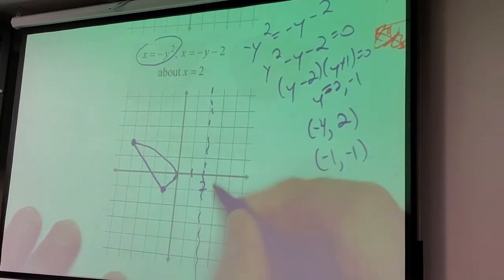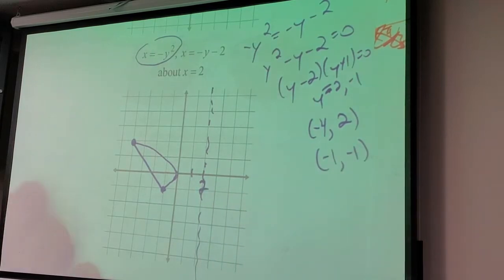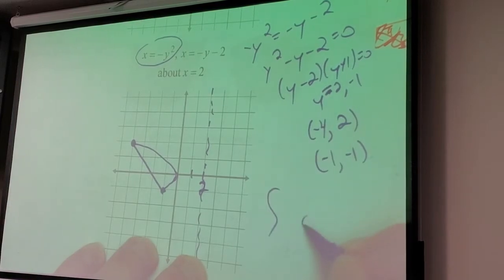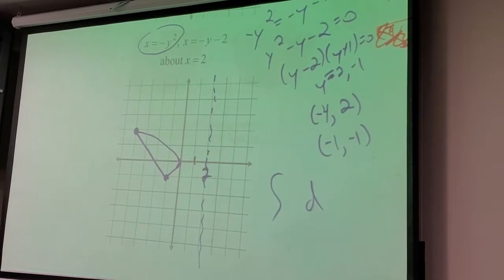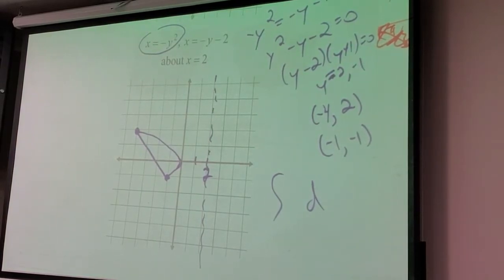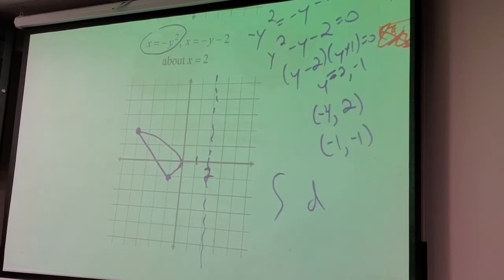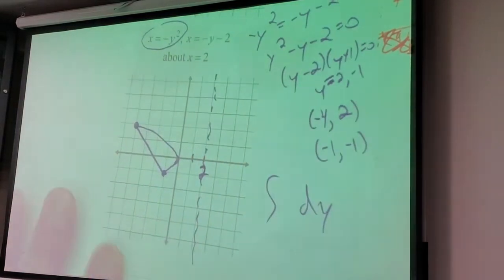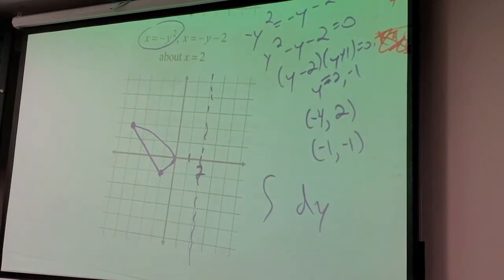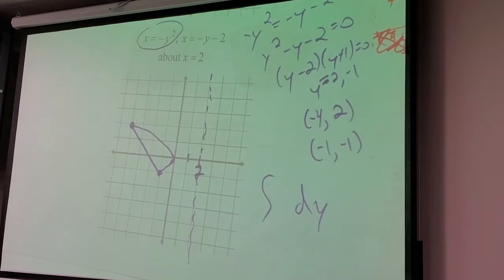Now what's one nice thing about that, considering we only know washers and discs? What's my integral going to be? Integral d what? Whatever it's parallel to is what I do. So this is going to have to be dy, which is kind of nice because my functions are already functions of y, although they're not really difficult to solve for the other one.